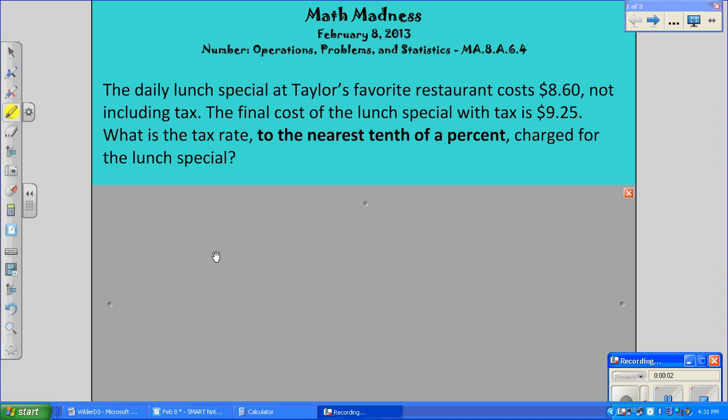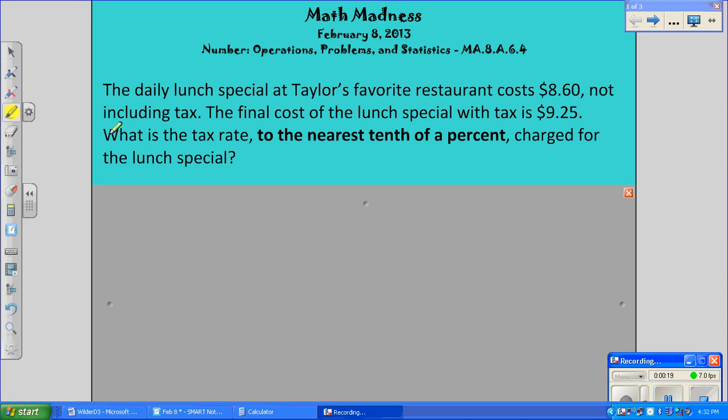The daily lunch special at Taylor's favorite restaurant costs $8.60, not including tax. The final cost of the lunch special with tax is $9.25. What is the tax rate to the nearest tenth of a percent charged for the lunch special?